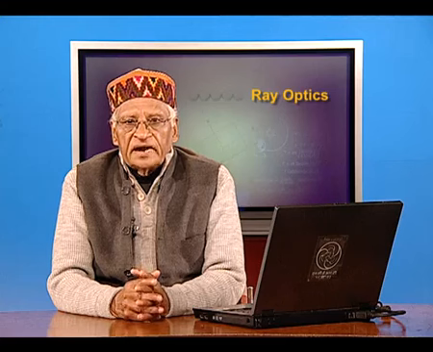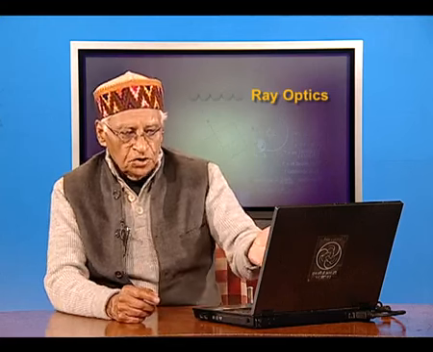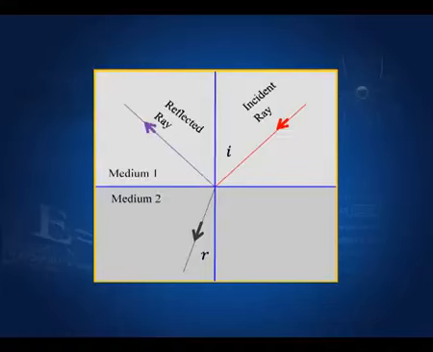You remember that in one of the previous diagrams I had told you to ignore this, but now I want to include this into the discussion. This ray which goes into the second medium is called the refracted ray. We say the light has been refracted from medium 1 to medium 2. And what is the relation between I and R?